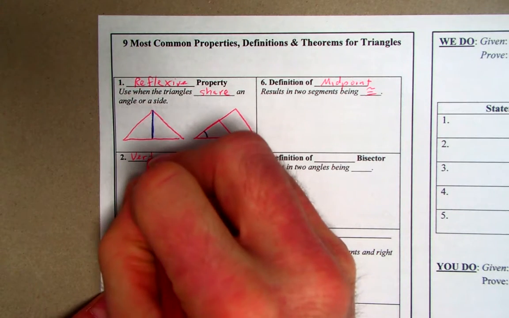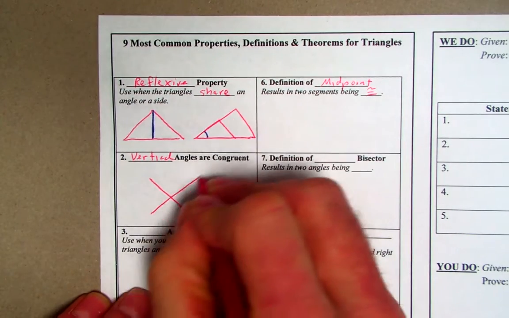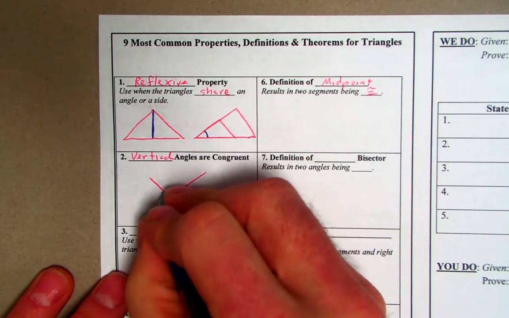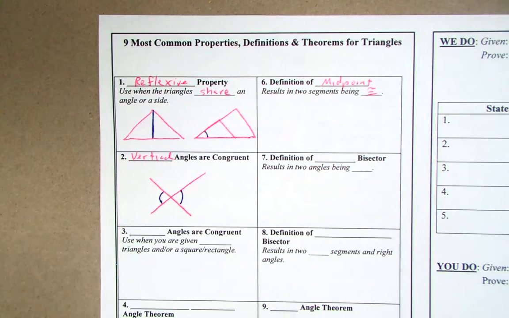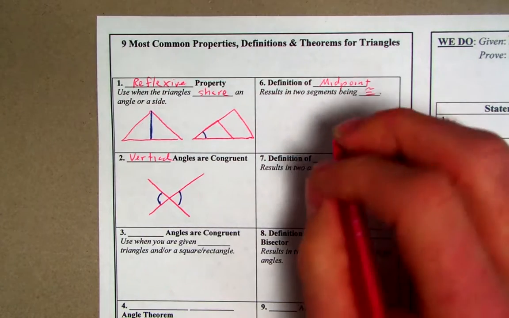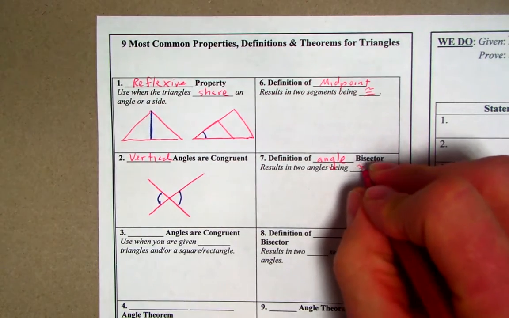Vertical angles. All right, we know angles that look like this, that are formed by two lines intersecting at one point. Well, they can only do that. Definition of angle bisector results in two angles being congruent.